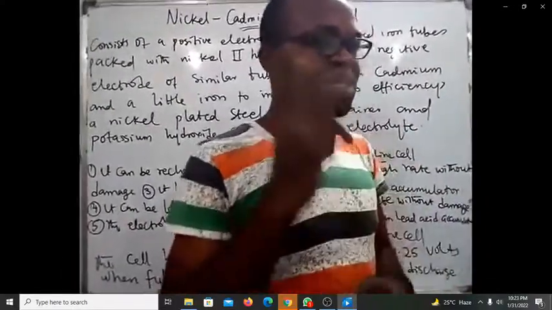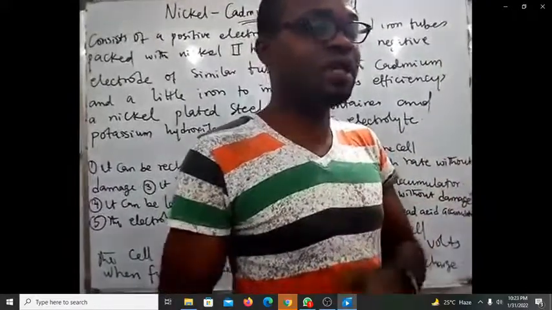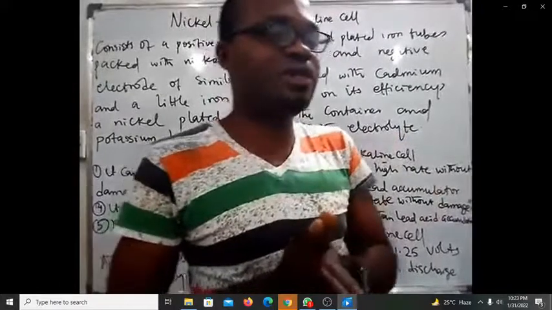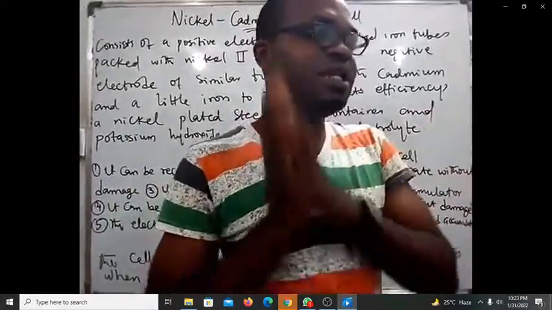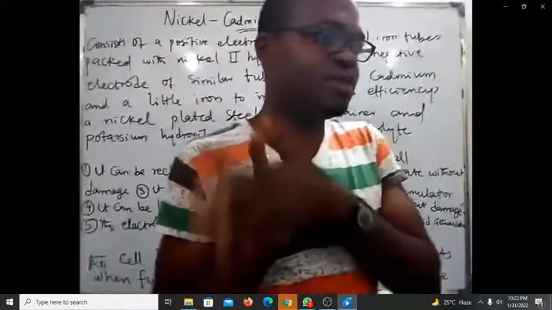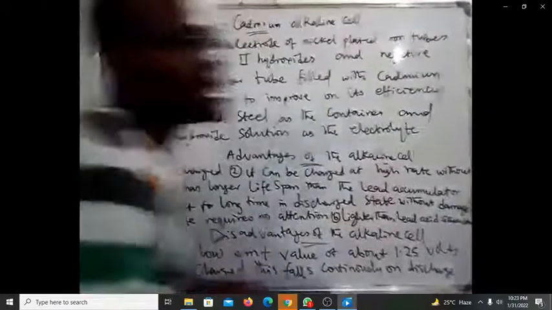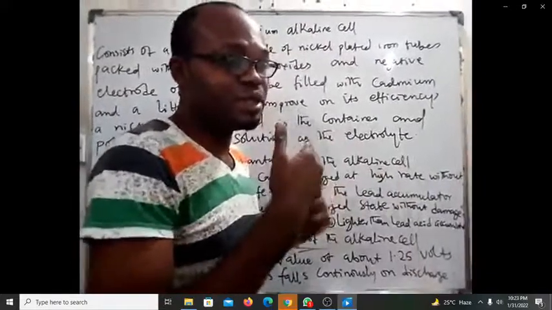You understand? I told us that we have two types of accumulator, two types of secondary cell, two types of storage cell. So you can either call it accumulator, secondary cell, or what? Storage cell. Two types. And number one is what? Lead acid accumulator, which is what we just finished learning. Now we're going to be learning about nickel cadmium alkaline cell. So the first one is acidic in nature. Acidic in nature. This one is what? Basic or alkaline in nature.